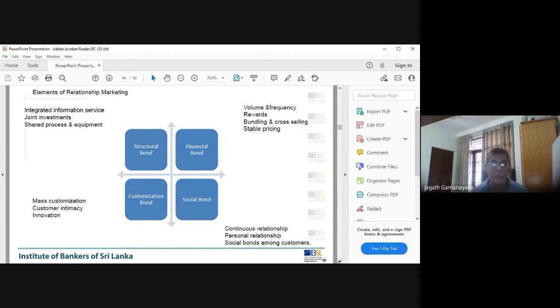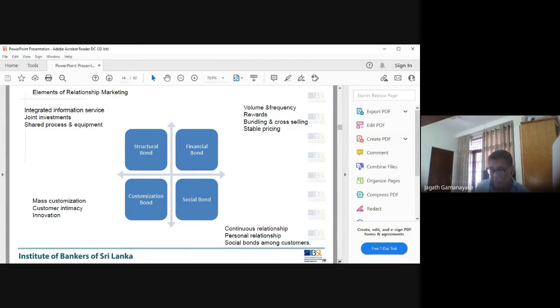Then the next one, you try to develop the customization bond. Now, customization bond means creating intimacy as well as innovation. So you develop products and services that specifically appeal to you all. So that is what you call the customization bond. Specifically producing products and services which cater to you, right? Then you look at the social bond and try to create a continuous relationship through the social bond. How? By having a personal relationship with the customers. Now this is how relationship marketing tries to keep your customer with you, right?